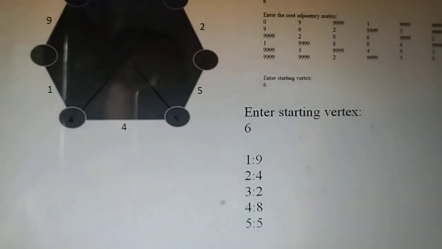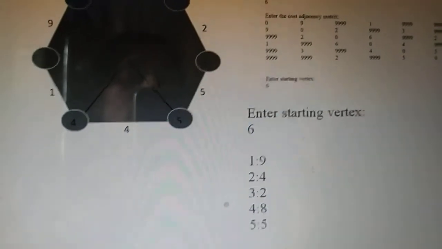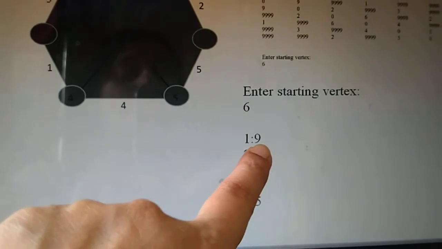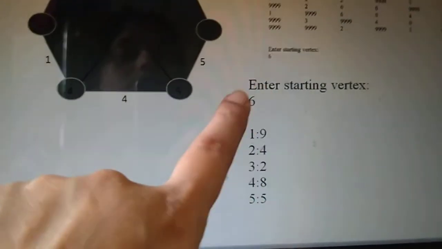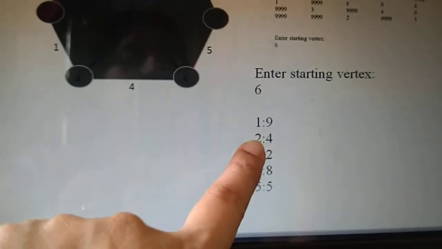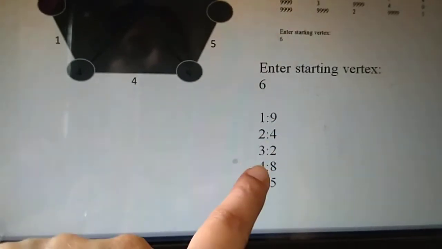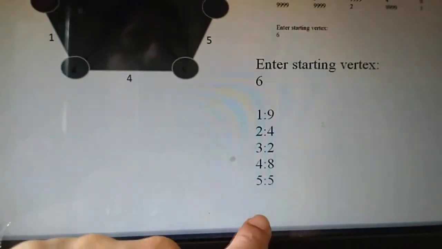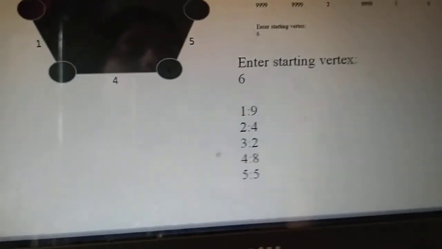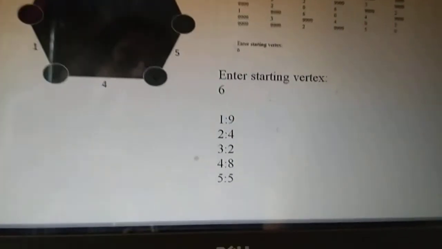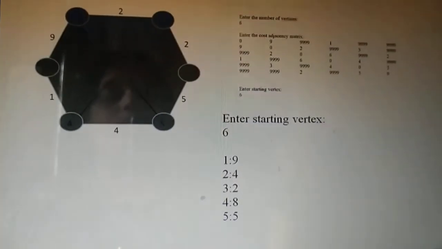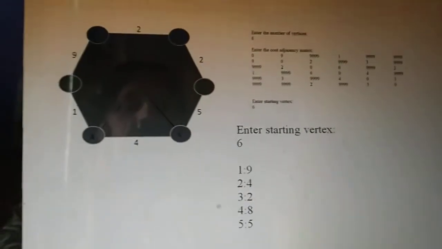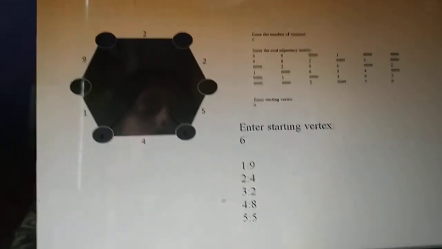Now from the starting vertex 6 to 1, the minimum distance is 9, 6 to 2 is 4, 6 to 3 is 2, 6 to 4 is 8, 6 to 5 is 5. That is the final answer you are getting for this particular graph. Why I have not taken this graph is that it is too large, and also it is invisible, I think, because of the color.